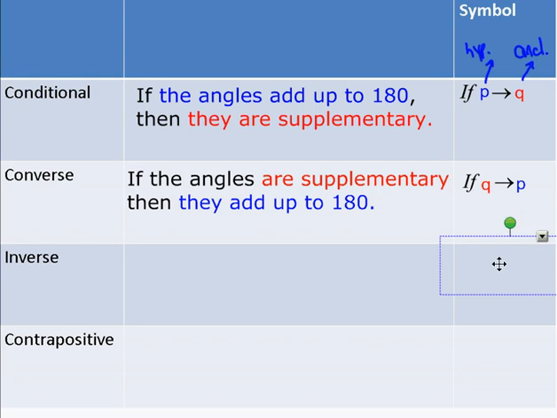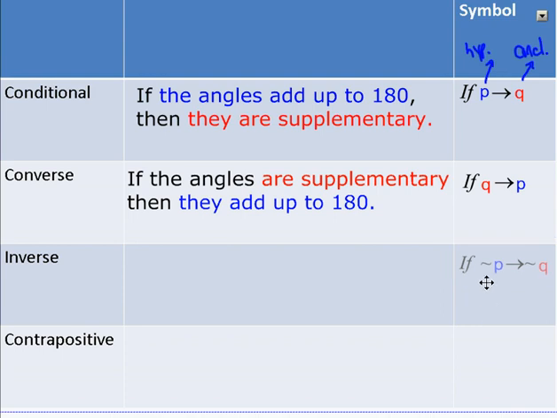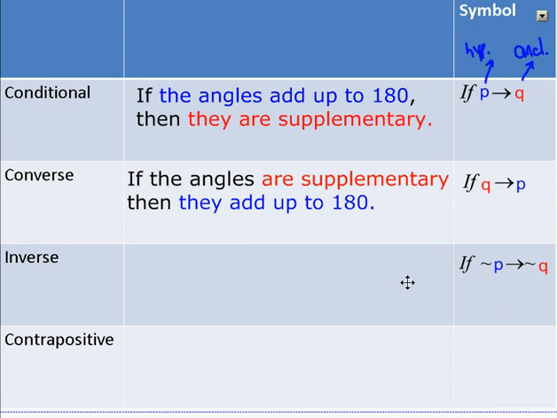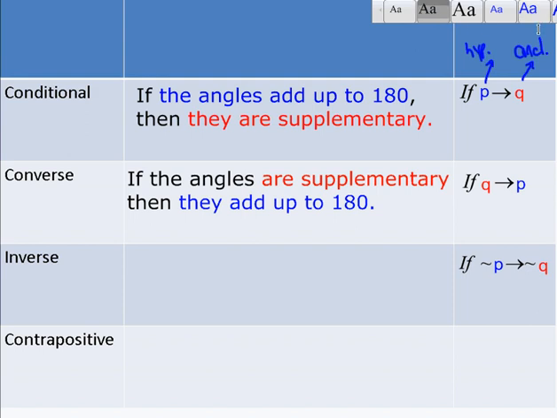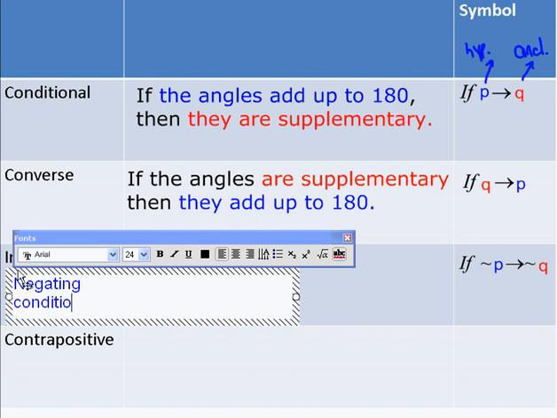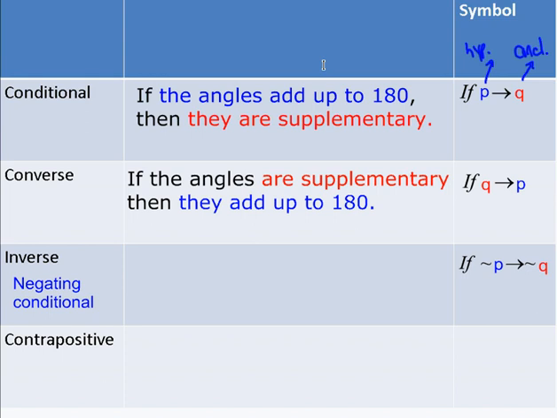Okay, here's the symbol for inverse. And here's how you read the symbol. It says, if not P, then not Q. So let's go ahead and add the word not to the conditional. That's what the inverse is doing. It's negating, or adding the word not to, the conditional.